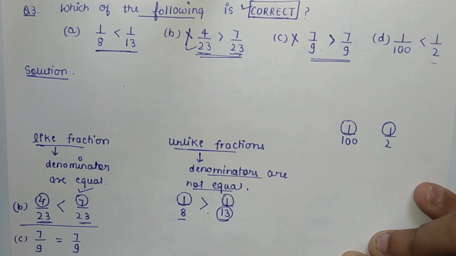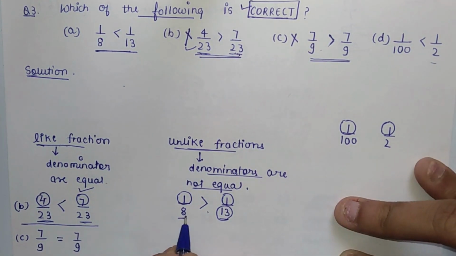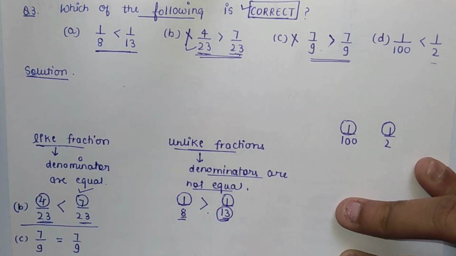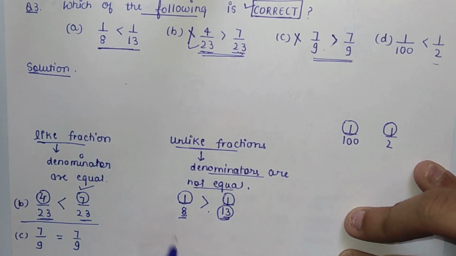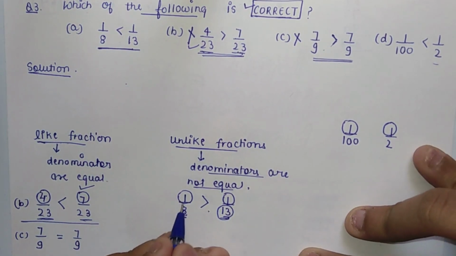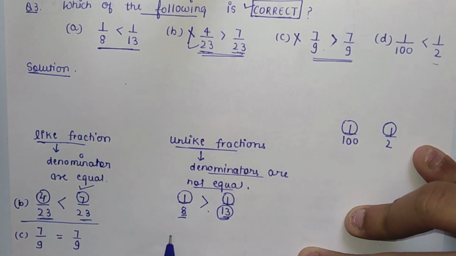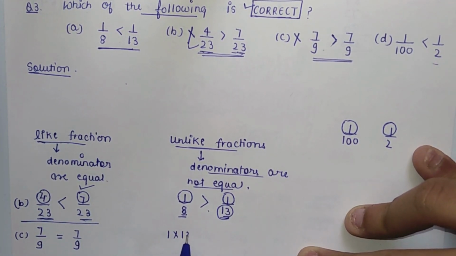But how do we get to this? So let's check. To make the denominators the same, we have to take the LCM of 13 and 8, which will be equal to 104. The LCM of 13 and 8 will be 104.